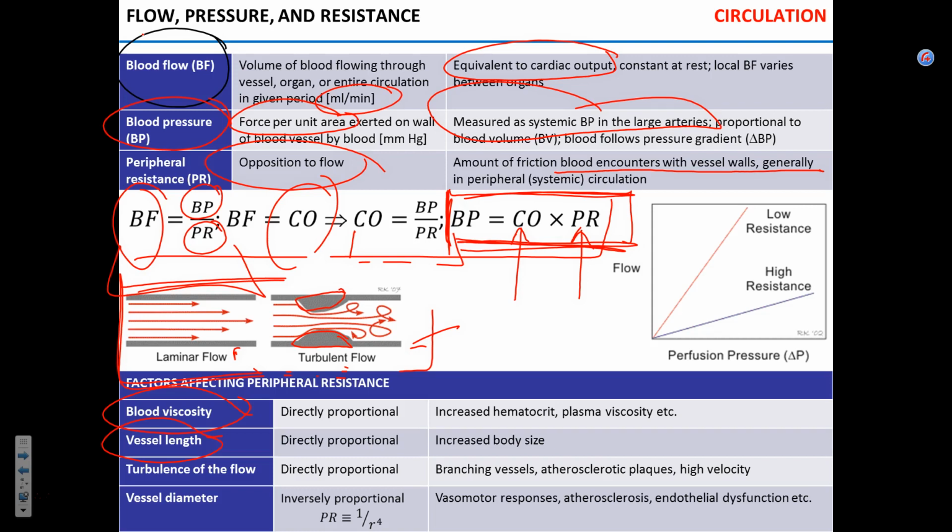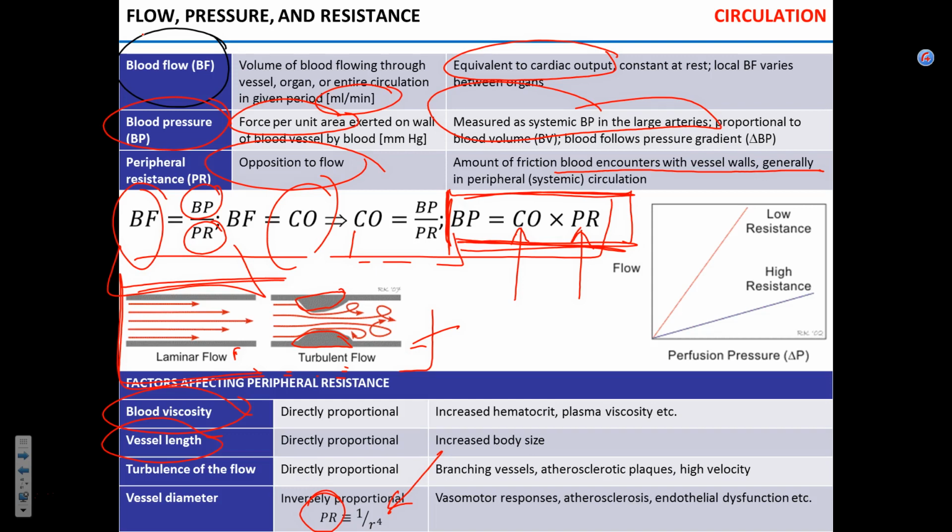However, these factors, turbulence, viscosity, body size, they are sort of long-term changes. Changes to the vasculature that can occur almost immediately are changes in the vessel diameter. Okay? That makes sense? And it turns out that the peripheral resistance here is inversely proportional to the radius of the vessel to the power of 4. Now what does that mean? Imagine that you have a blood vessel with a radius of 20.